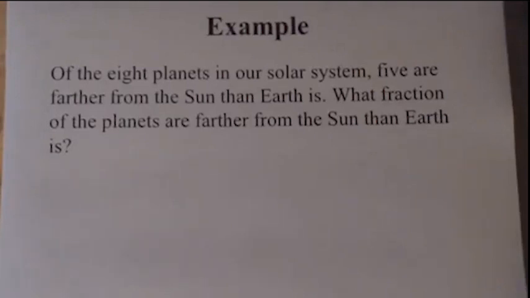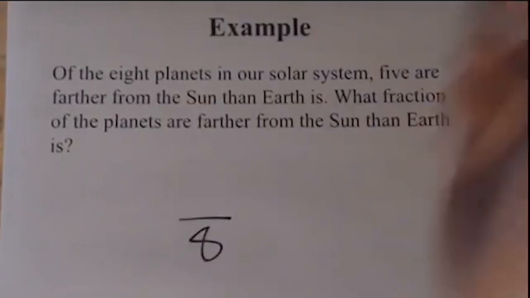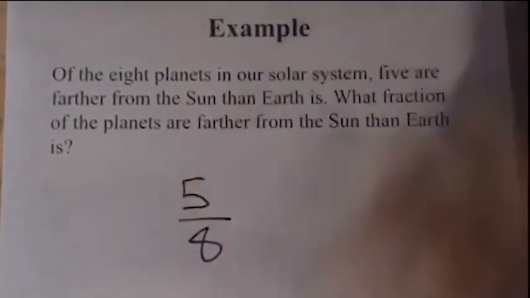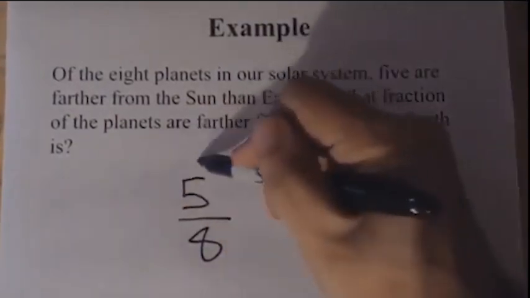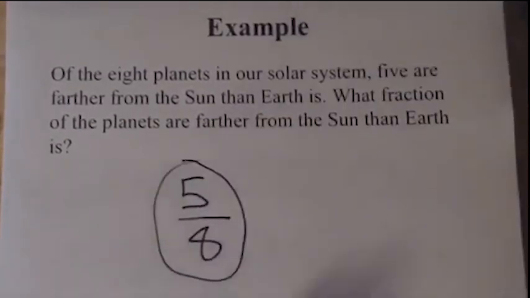Of the 8 planets in our solar system, 5 are farther from the sun than Earth is. What fraction of the planets are farther from the sun than Earth is? Well, there are 8 total planets according to this problem, and 5 of them are farther from the sun than Earth is. 5/8.